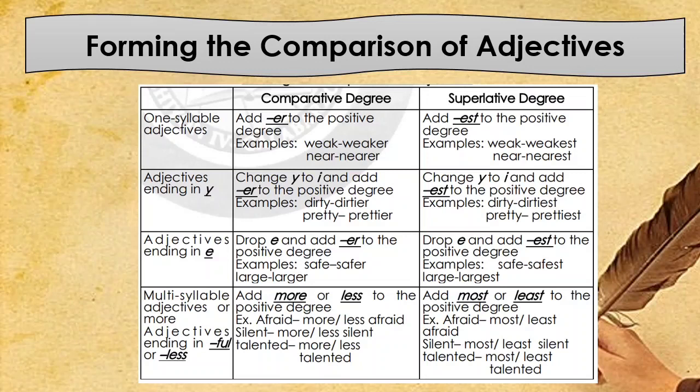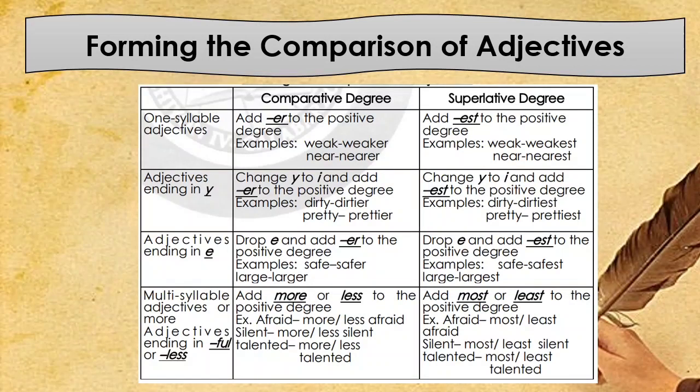Now let's move to the last one. Multisyllable adjectives, or adjectives ending in the suffix ful or less. Now, in a comparative degree, add more or less to the positive degree. Example, afraid, more or less afraid. Silent, more or less silent. Talented, more or less talented.